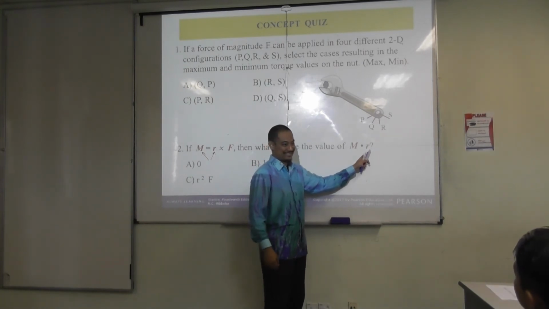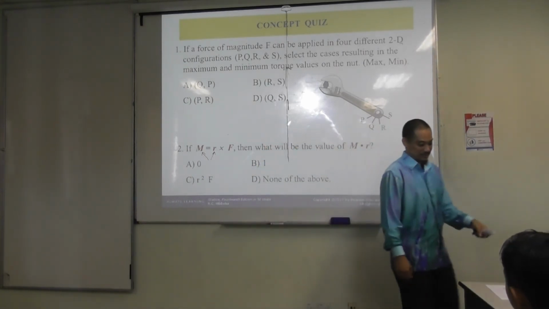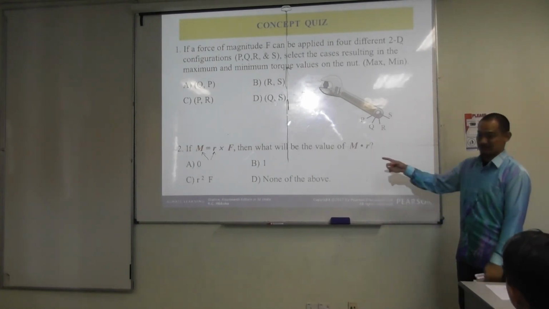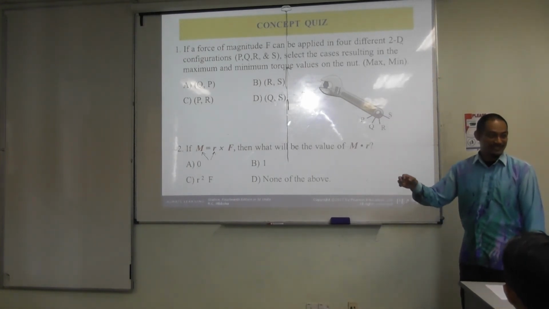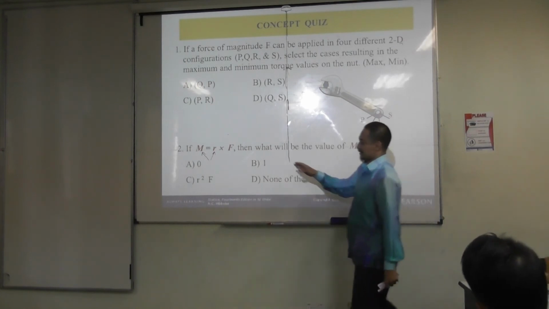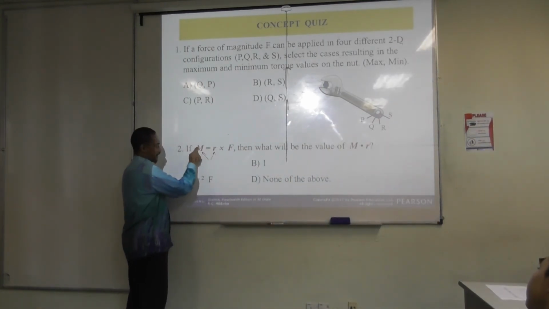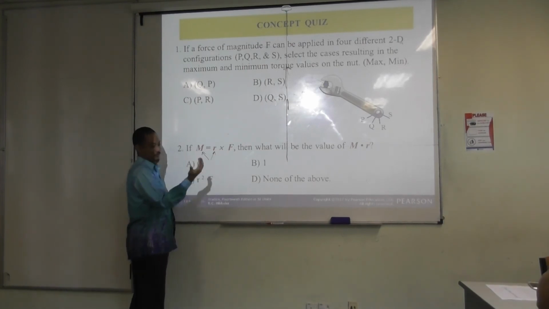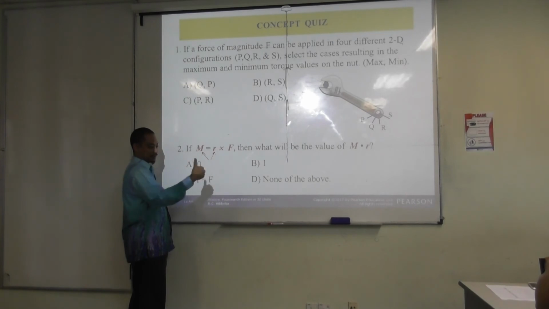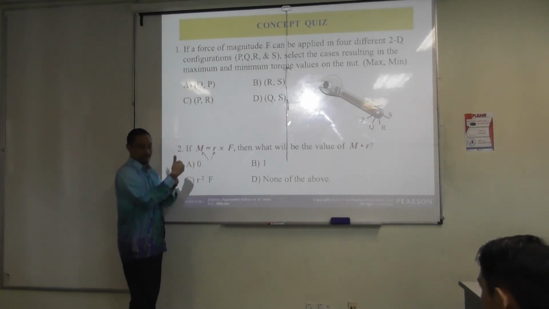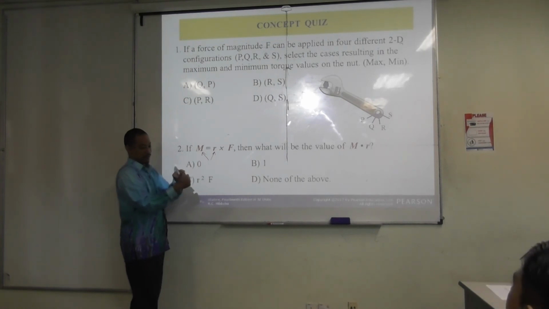Cos 90 is 0, right? Zero. So it's 0. Anyone who does not understand that? Because if you understand this, it means that M is perpendicular to R and M is also perpendicular to F. Your thumb is always perpendicular to wherever your finger goes, right? So if this is perpendicular, when you dot, it becomes 0, right?